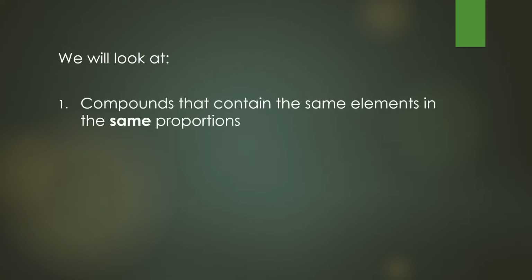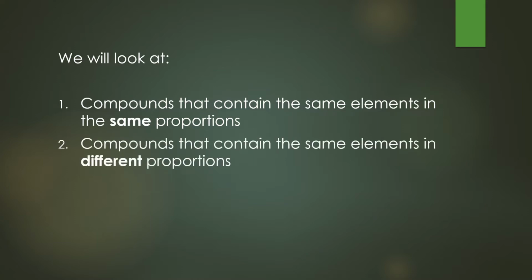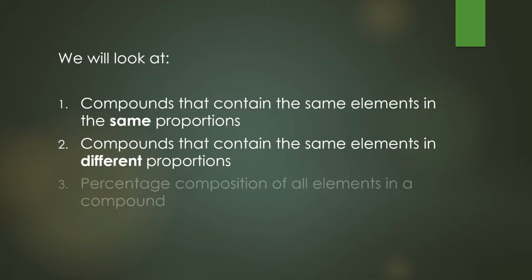So in this section of the book, we are looking at three things specifically. The first, we're going to be looking at compounds that contain the same elements in the same proportions. Then we will look at compounds that contain the same elements, but in different proportions. And then we will look at percentage composition, what that means, and how to determine what percent of each element is in a compound.